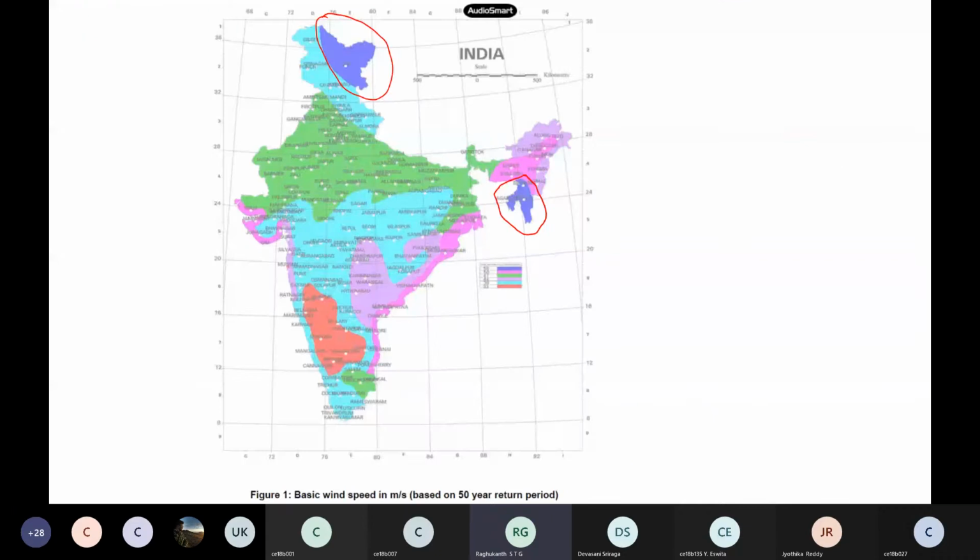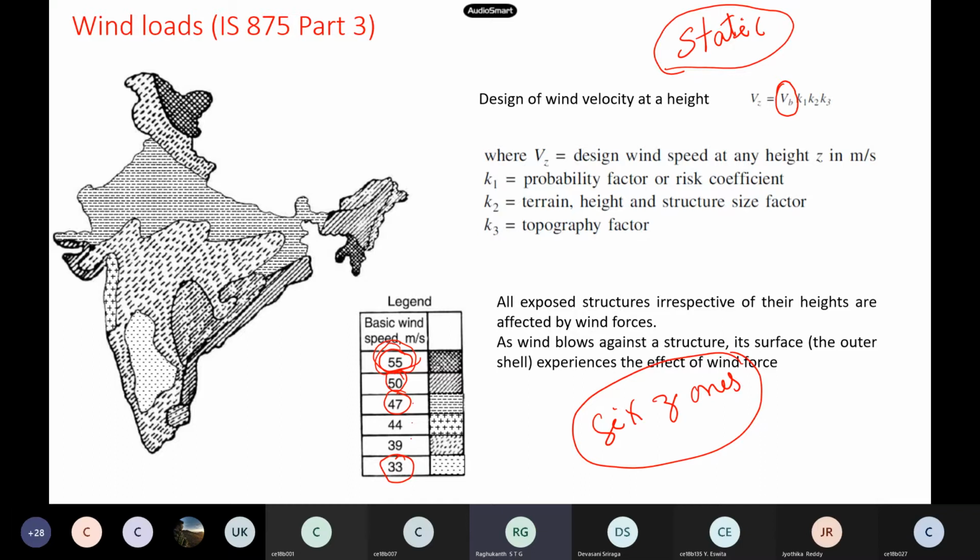Now in Chennai, what's the wind speed? Tell me. Chennai is the next, or maybe you see this figure. Chennai, next thing, the most dangerous is this one and this one. Okay, now the next comes our region, that is Chennai. So for Chennai, what's the design wind speed or this Vb? 50. 50 meter per second.